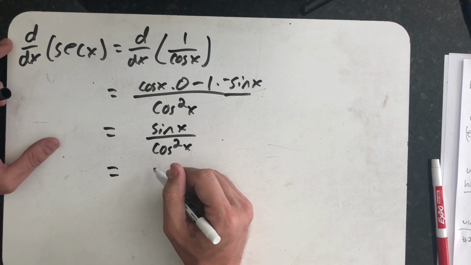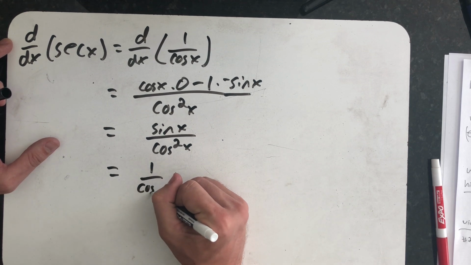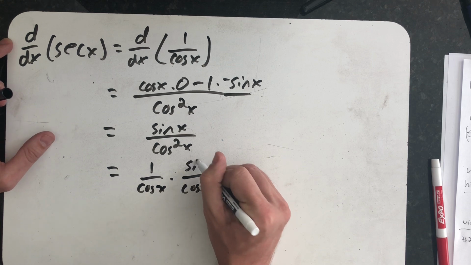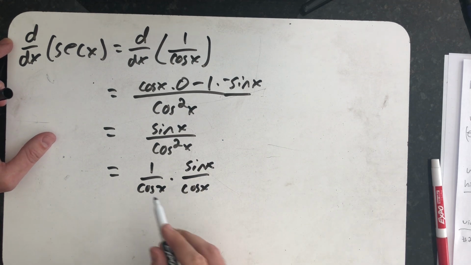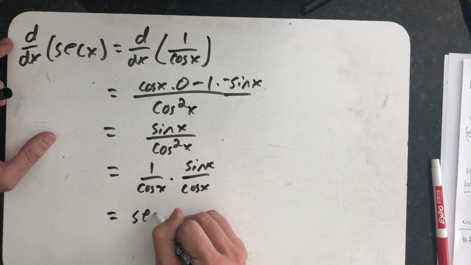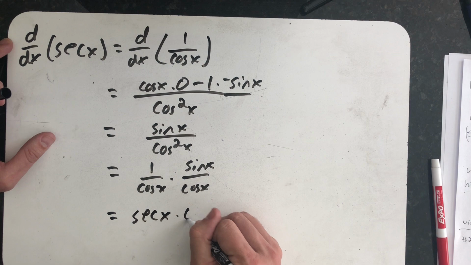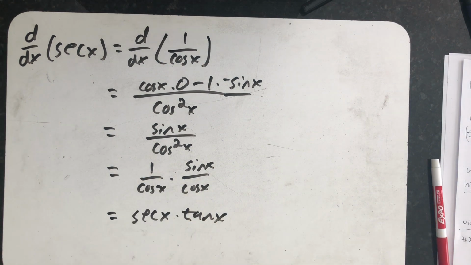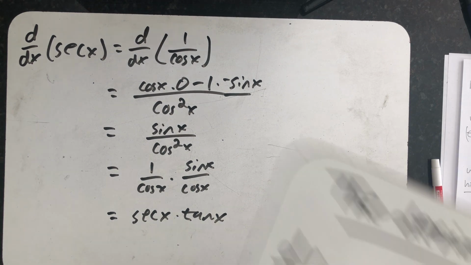Just going to do a little rearranging here. I have a cosine squared, which is just a cosine times a cosine. And so think about how to multiply fractions together. Those are the same quantity. 1 over cosine is secant. Sine over cosine is tangent. The derivative of secant is secant times tangent.